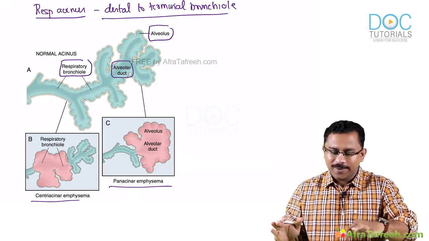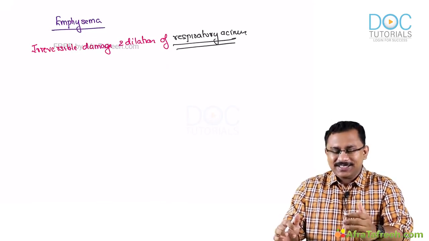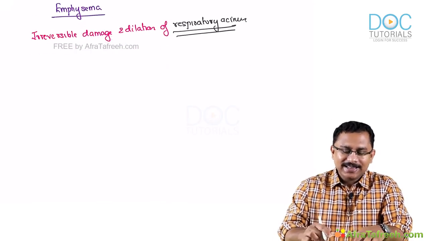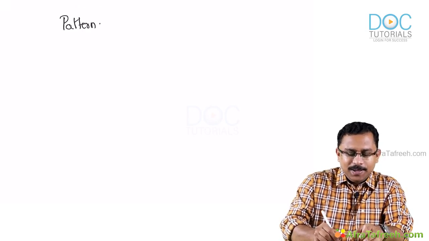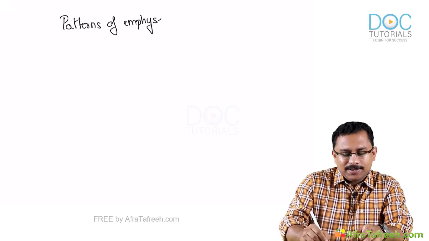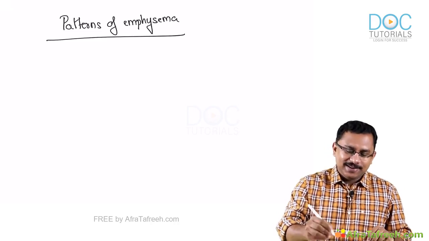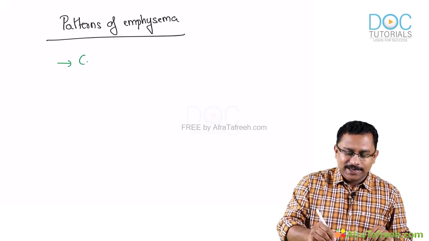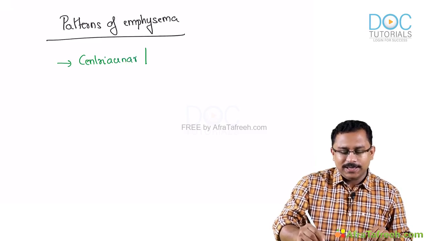Alright, so emphysema is irreversible damage and dilatation of the respiratory acinus, and this emphysema has certain patterns. So let's see what are the patterns of emphysema. There are different patterns. One is centri-acinar, or you can even call it centri-lobular pattern.